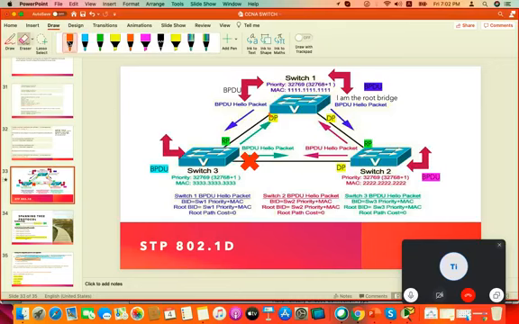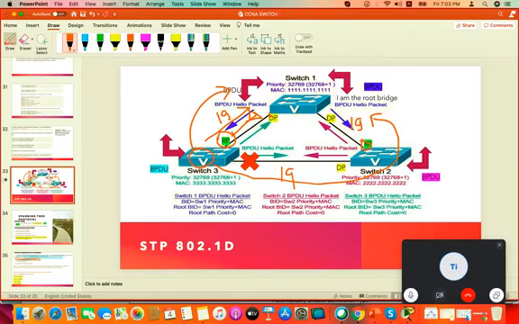Between these links, there is a cost. The cost is 19. Here the cost is 19, here the cost is 19. If I talk about switch 3, if you go towards the root bridge from this side, and if you go from the other side, which path has the lowest cost? The lowest one is from switch 3 to switch 1, the left side of the diagram. Because of that reason, this port will become the root port.